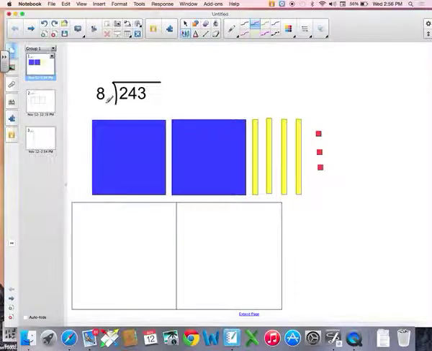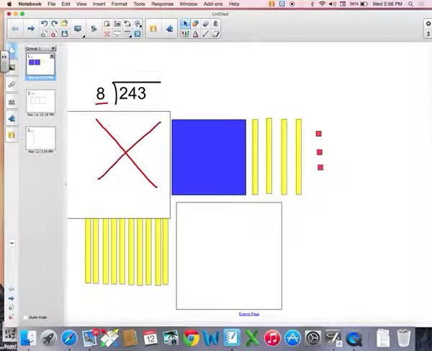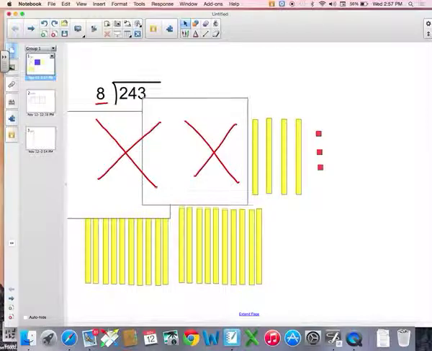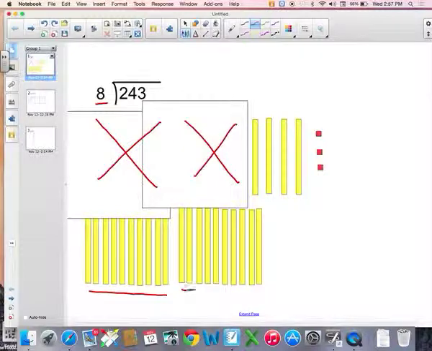We have two 100s, which obviously we can't put into 8 equal groups. So we have to trade in the hundreds for 10 tens. I have these pre-made underneath. And then we'll trade in this 100 also for 10 more tens. At that point, we have 10 tens for the first 100, 10 tens for the second 100, and 4 tens for the 43 we started with. Still have 243, but now we can put those into our 8 equal groups.